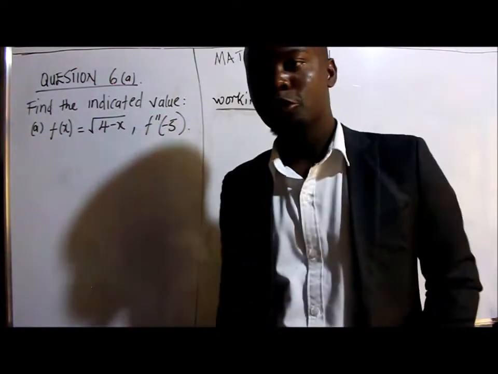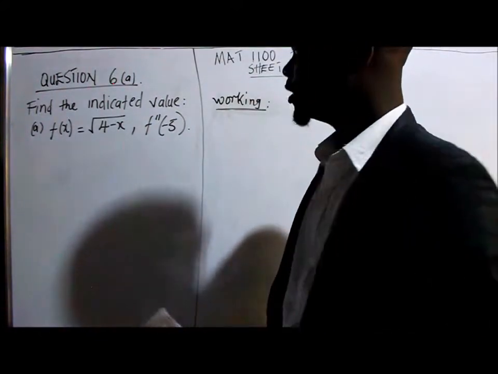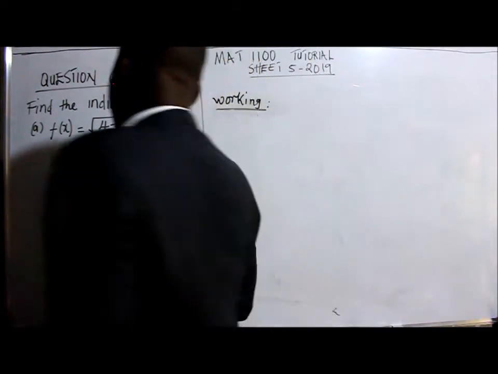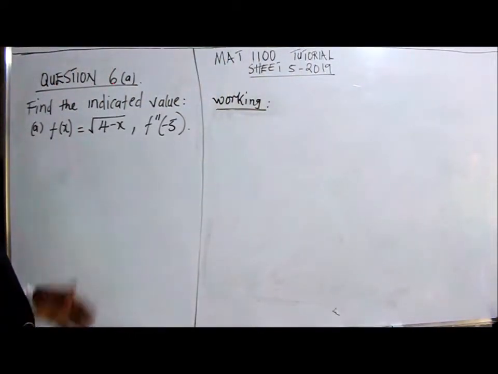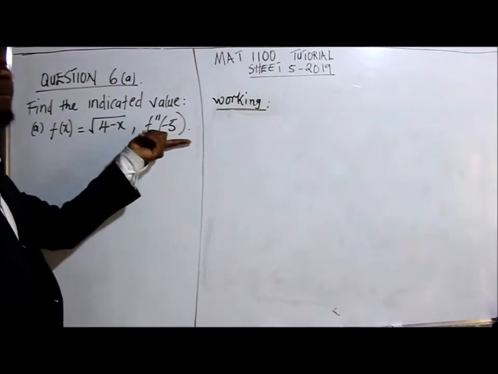In this video we're going to talk about question 6A of Worksheet 5.19. Question 6A is saying, find the indicated value. So we have this function, and we are looking for this indicated value.